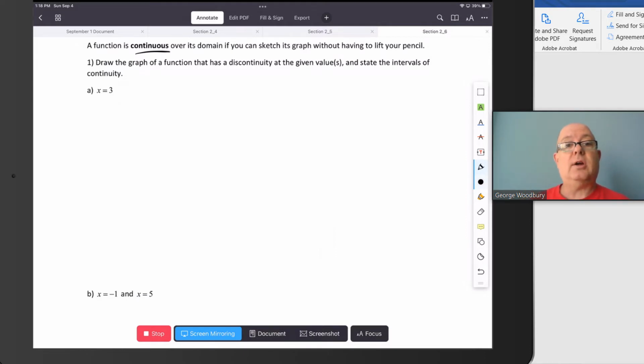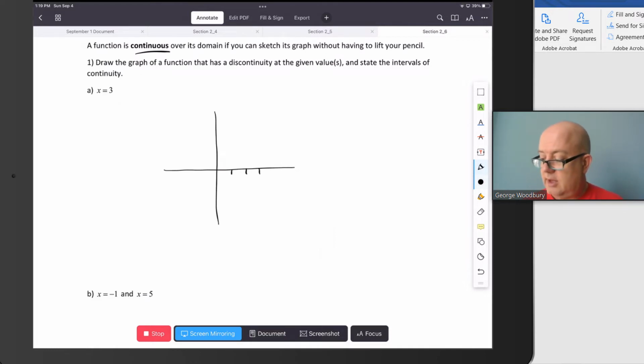Here I want you to draw the graph of a function that has a discontinuity, meaning it's not continuous at the given value or values, and state the intervals of continuity. So the first one says at x equals 3, it's not going to be continuous there. So at x equals 3, I'm going to draw one that looks like this, where it's just not defined at x equals 3.